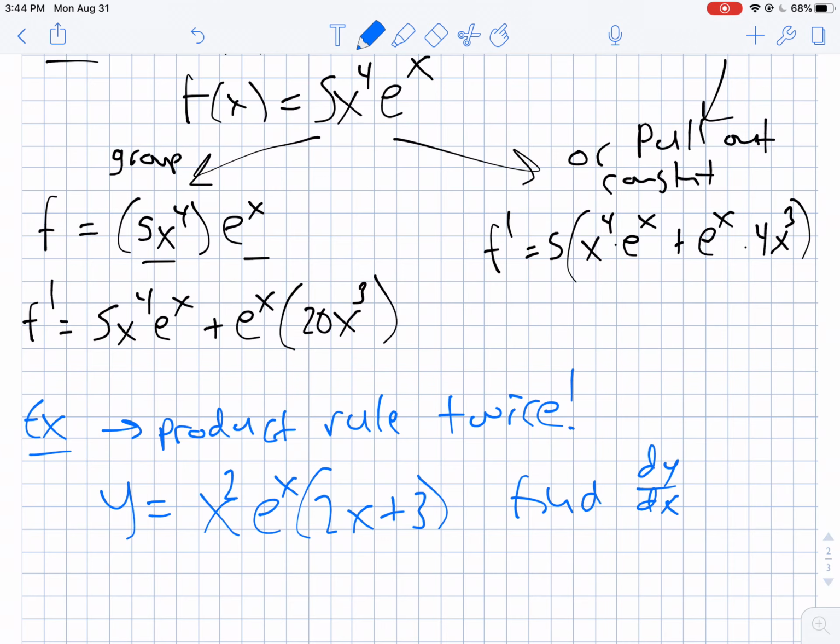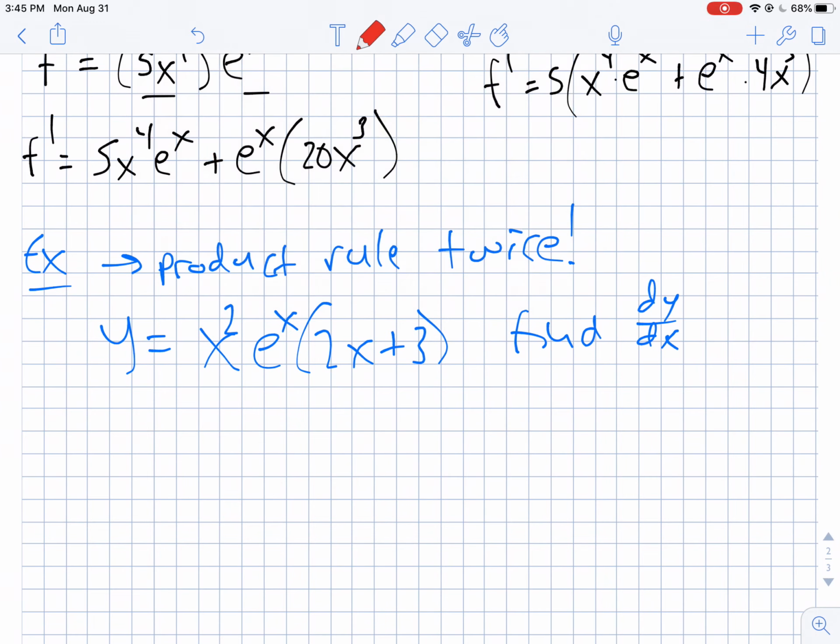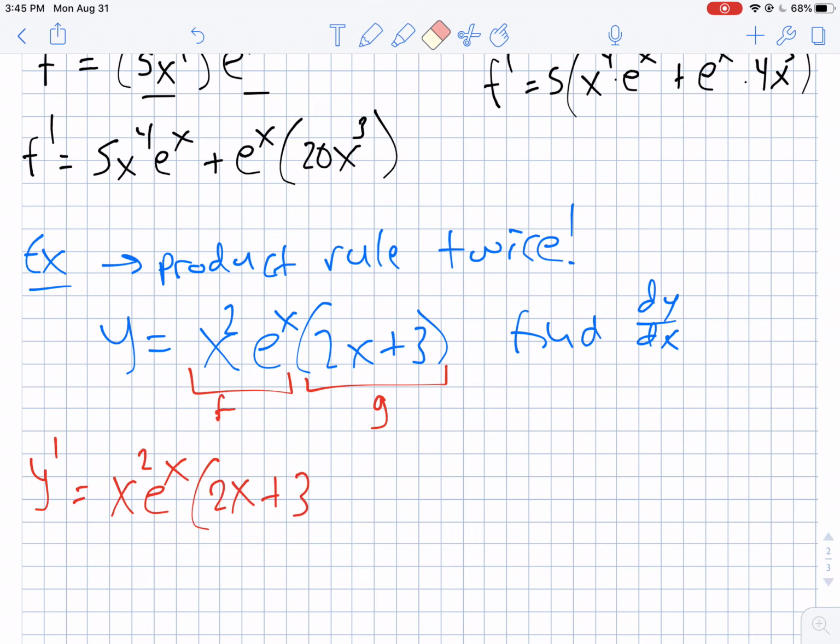What a delightful problem. So you could handle this, again, a couple different ways, like with a constant. But I would generally say, here's my first part, f, and then the 2x plus 3 is my second part, g. So when I take the derivative, I do the first, x squared e to the x, times the derivative of the second, 2x plus 3. So I'm, again, just starting this by saying this is a product between two terms.